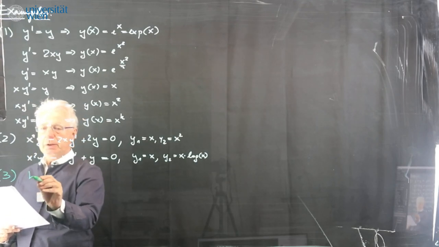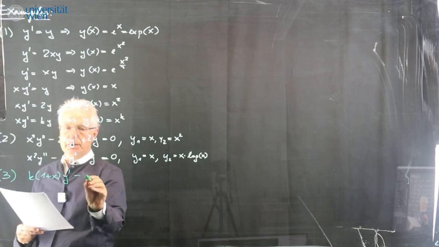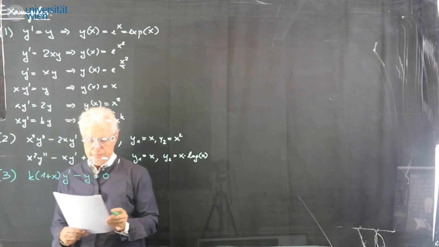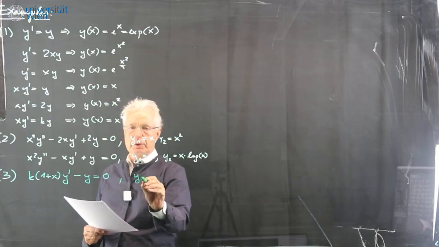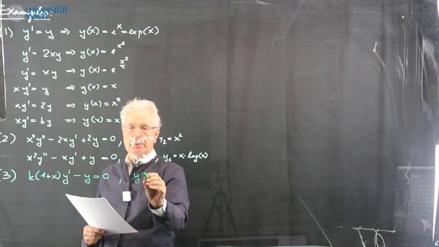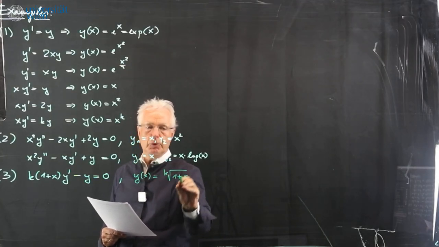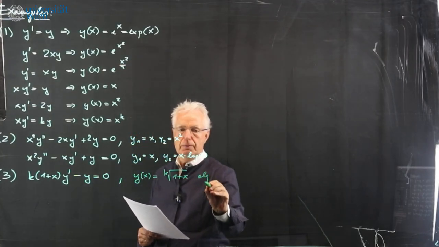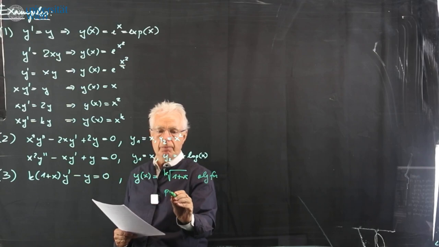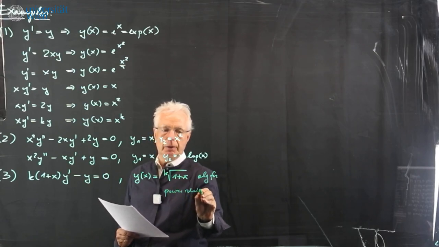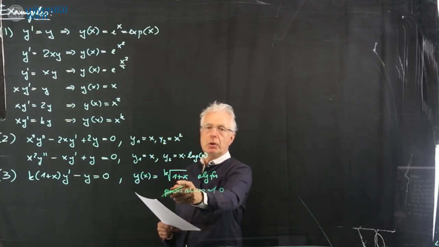Let us take now k, 1 plus x. Now we are again first order. So here you will get y, I don't write y of x, or maybe y of x. We get the kth root of 1 plus x. So we get an algebraic function. And at 0, it is also a power series, because it is holomorphic at 0, because of the 1 here.